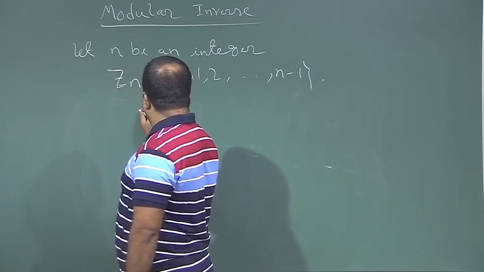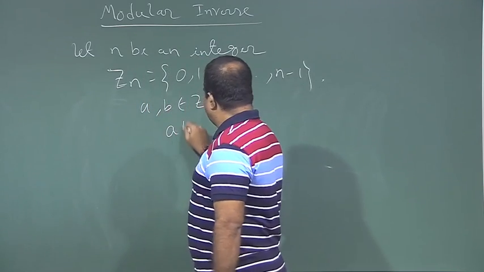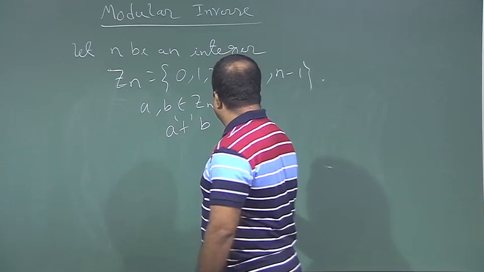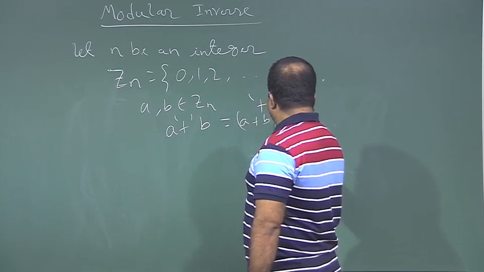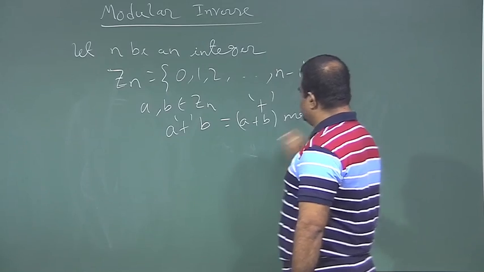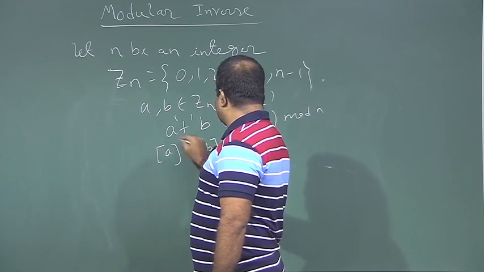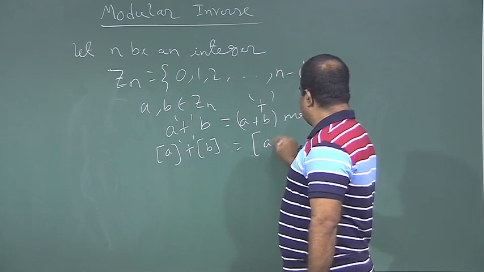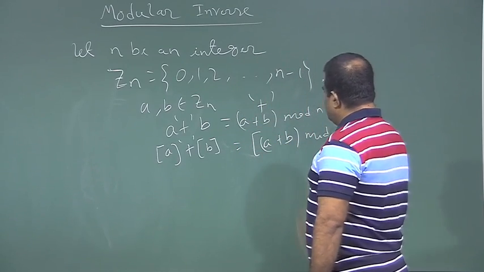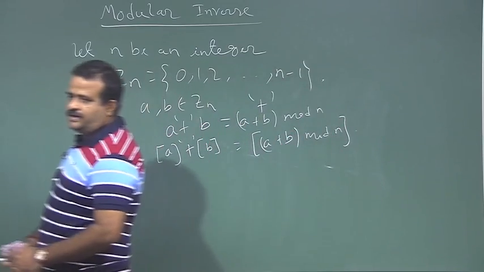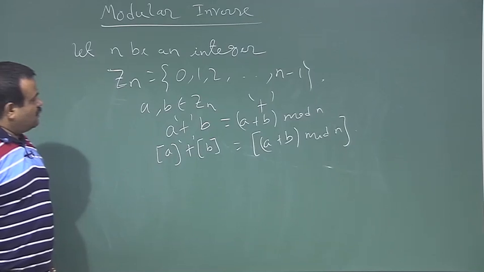we have seen how to define it. If we take two elements A and B from Zn, then A plus B is defined as A plus B mod n. Basically, this is in box form, the box of A plus B mod n. For simplicity we are not writing the box form, but this is the way we define the addition.